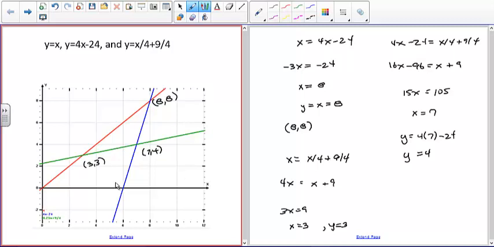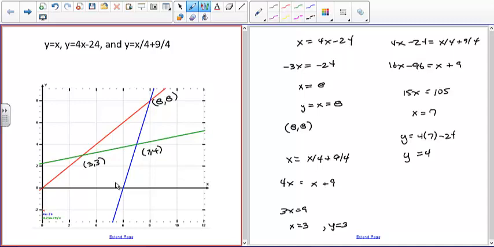Okay, so those are the 3 points. If we set x equal to x divided by 4 plus 9/4, you multiply by 4, so you get 4x is equal to x plus 9. Subtract x from both sides, you get 3x equals 9, divide by 3, you get x equals 3. Plug back into y equals x, you get y equals 3, and you see that's that point.